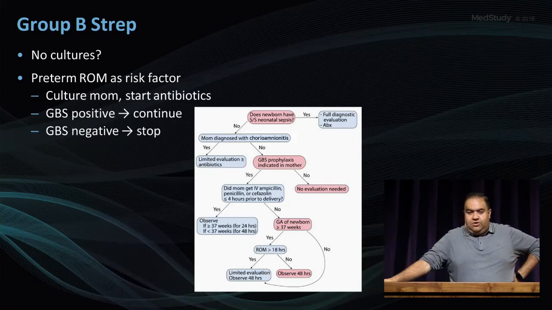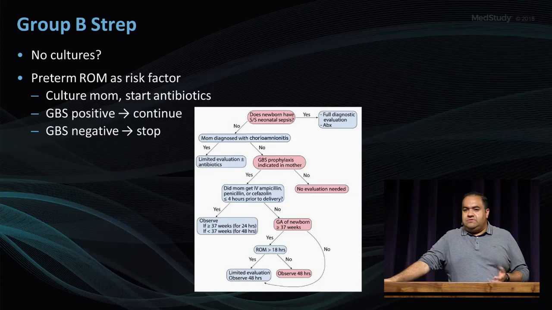So the question that you start off with is, does my infant have sepsis signs? If yes, then you do the full court press. You do the full diagnostic evaluation: CBC, blood culture, urine, plus or minus a tap if you need it, and start antibiotics. But if it's no, then it becomes a little bit more muddled. So then you ask, does mom have chorioamnionitis?